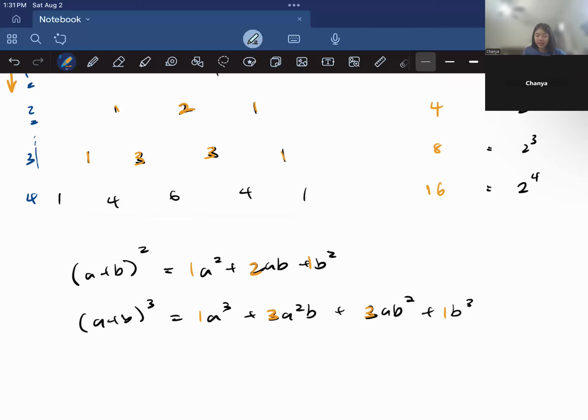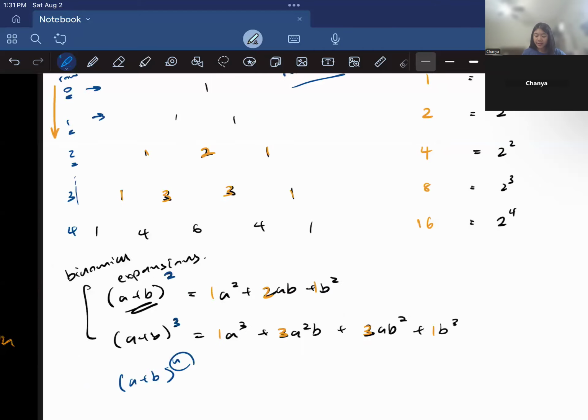So these things are called binomial expansions. Let me just write the term out for you. Binomial, which means there's two numbers, right? Expansions. Binomial expansions, okay? And so the coefficients of binomial expansions, if you take anything to the power of n, for example, a plus b to the power of n, the coefficients are going to correspond to row n of Pascal's triangle. And yeah, that's basically it.